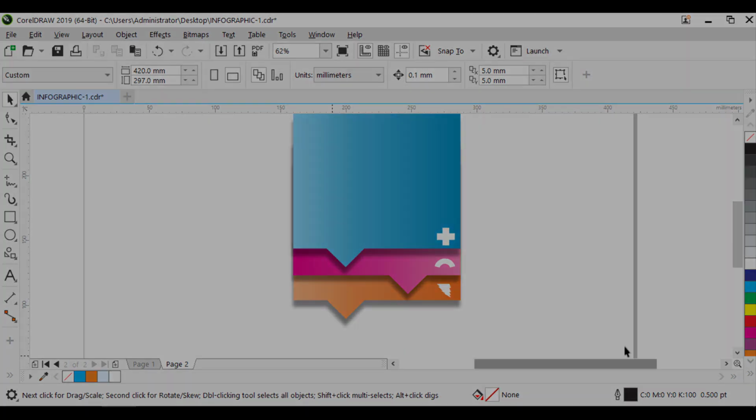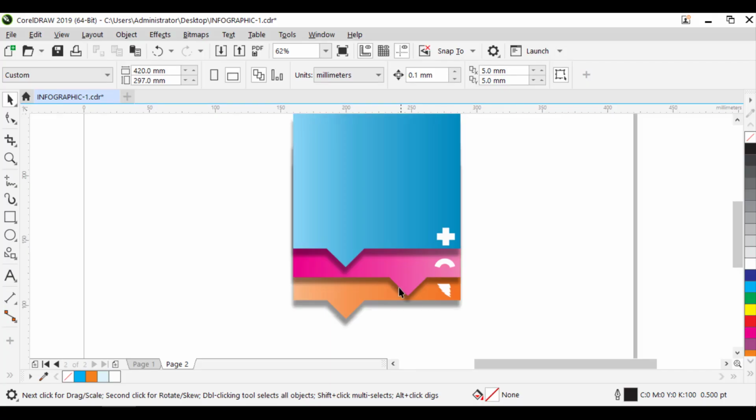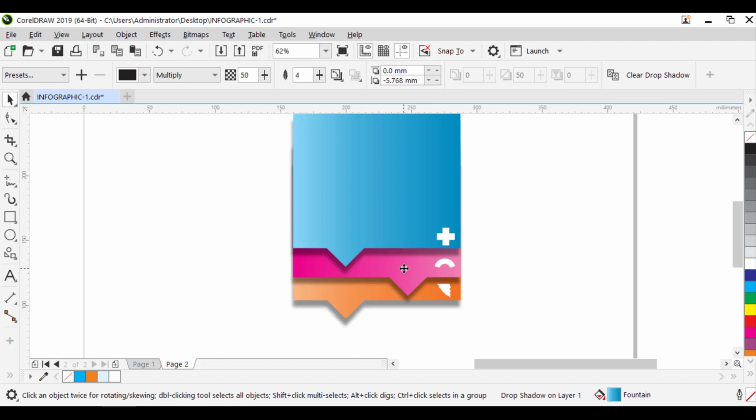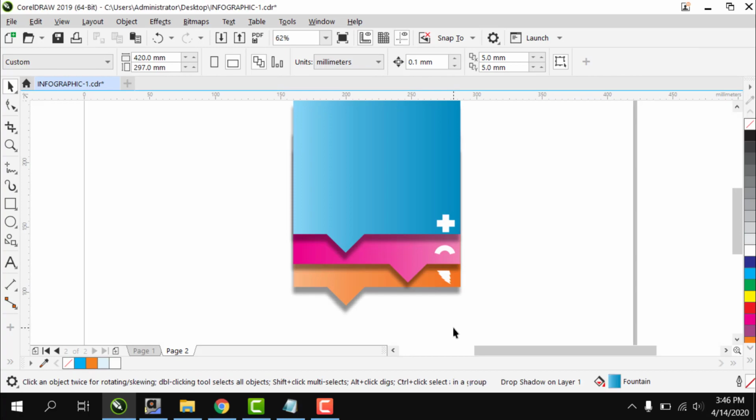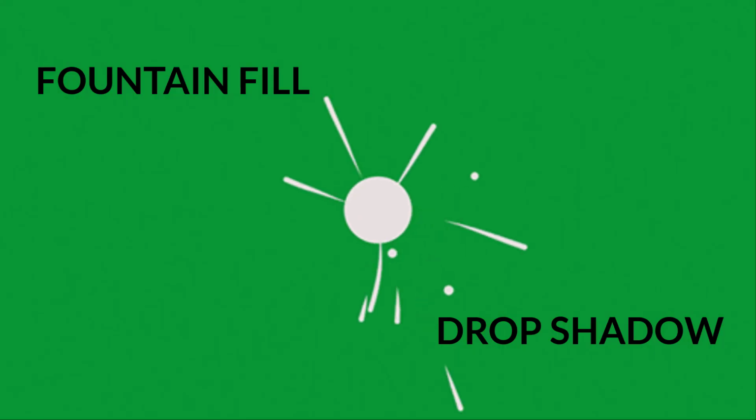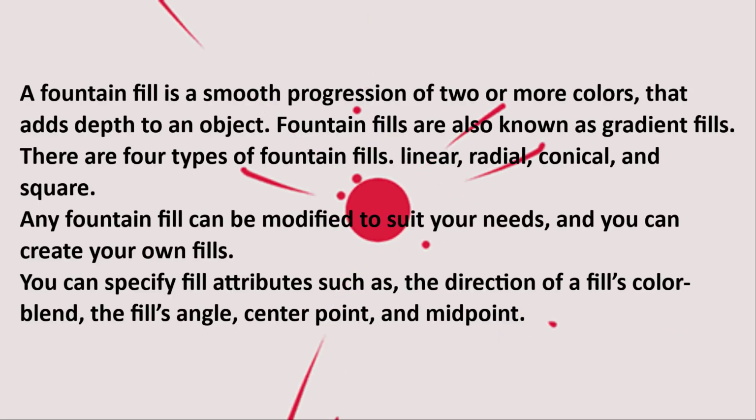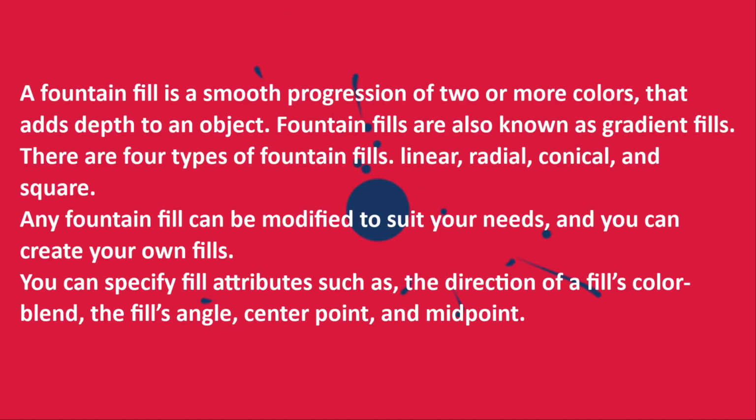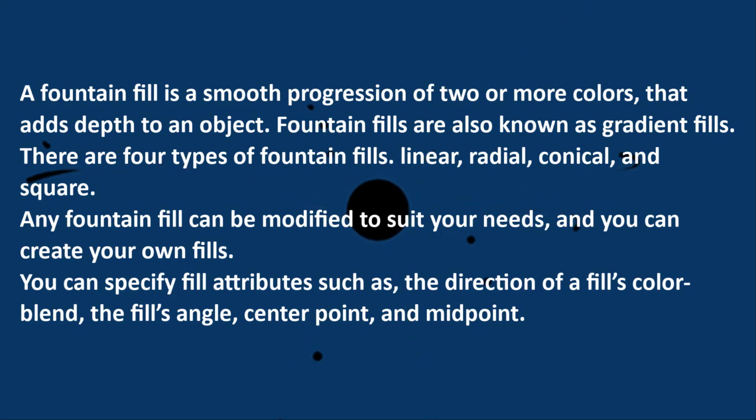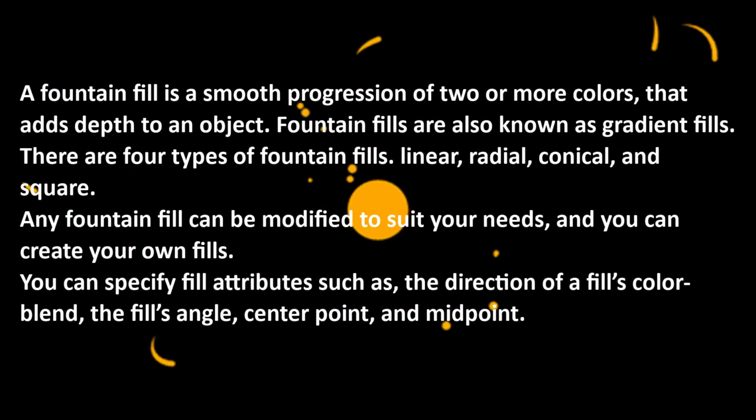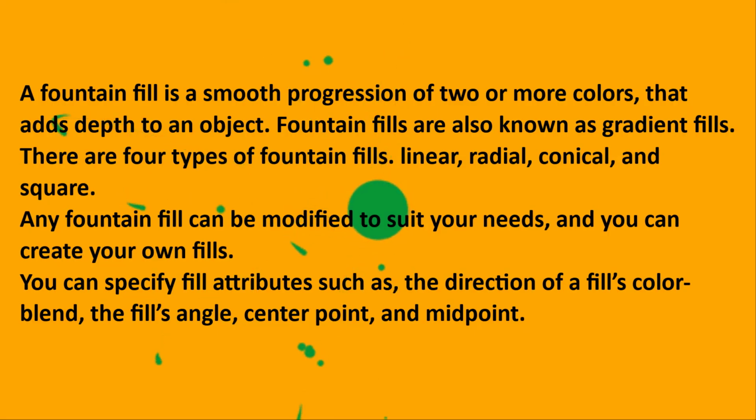Let's do a quick review of this session. In this session we learned how to create a modern infographic in quick and easy way, using perfect shapes. Additionally, I also introduced two new tools, that is Fountain Fill and Drop Shadow. A fountain fill is a smooth progression of two or more colors, that adds depth to an object. Fountain fills are also known as gradient fills.